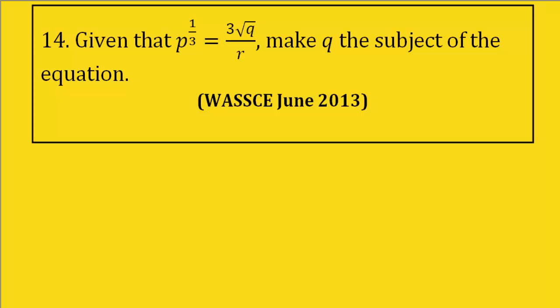Here we have question 14 of the same exam, the same Maths June 2013 WAEC exam, and it says, given that p to the power of 1 over 3 is equal to 3 times the square root of q divided by r, make q the subject of the equation.